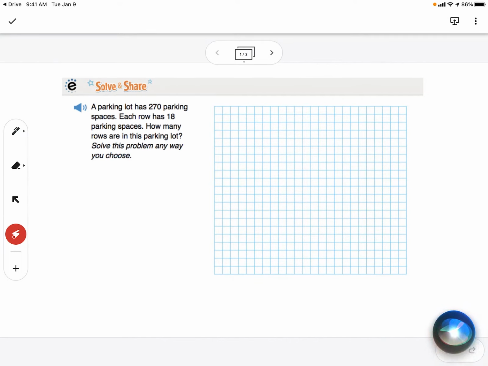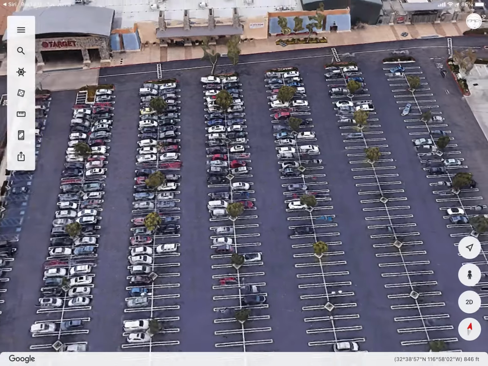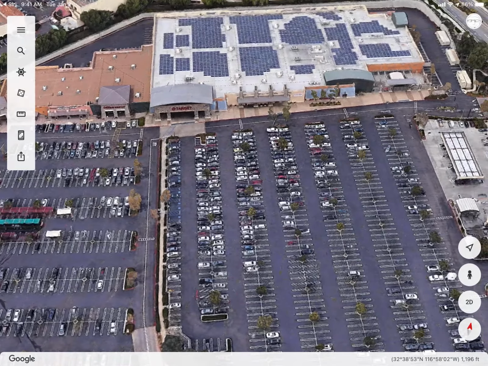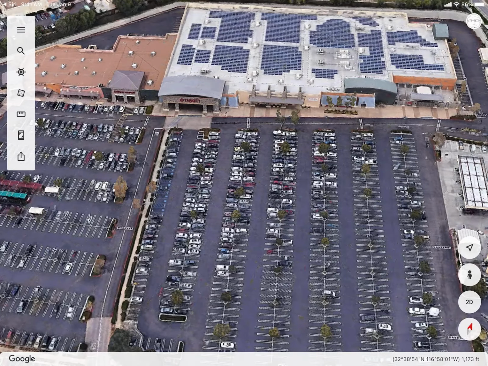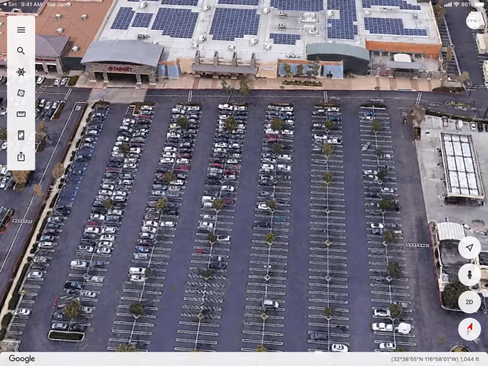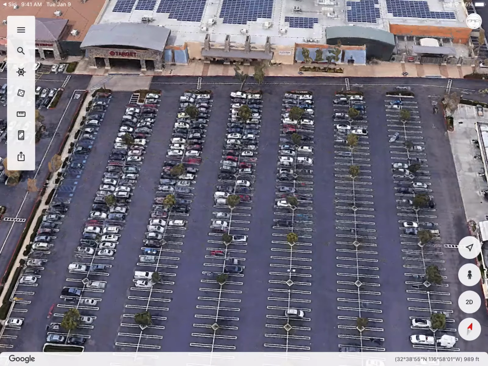Open Google Earth. Okay, this is the Target that is near my house. That's where I shop. I buy a lot of stuff there whenever I need things for the house. So I'm kind of visualizing this, see? So here's a parking lot, right? With a bunch of parking spaces, okay? So visualize it, right? It's important when you read a story problem.